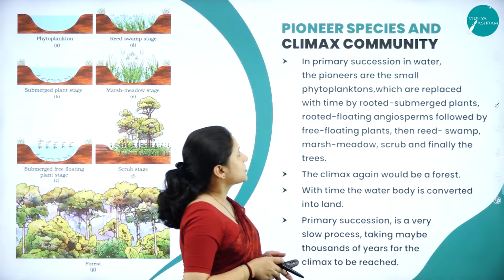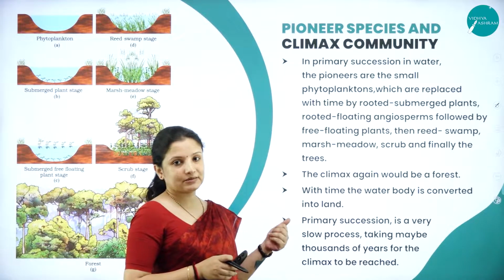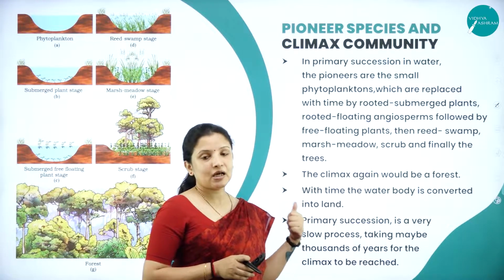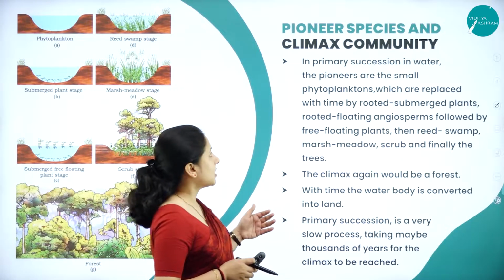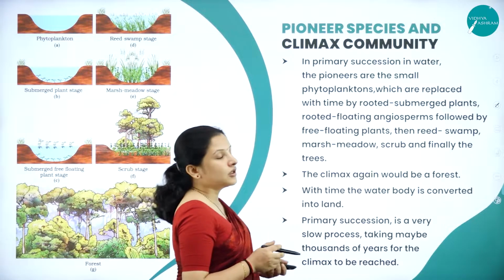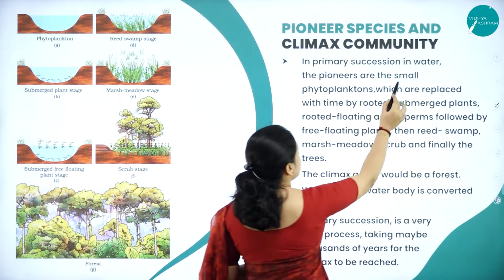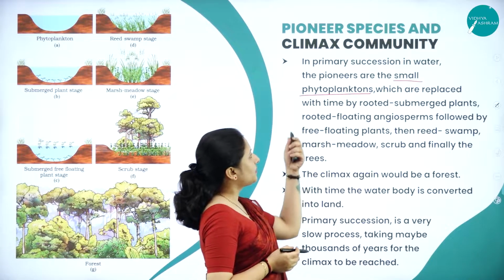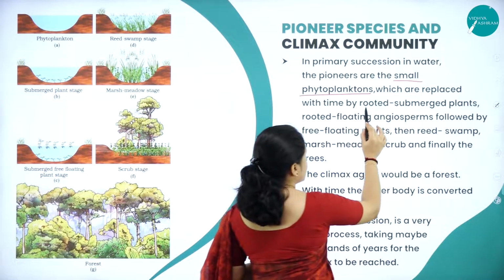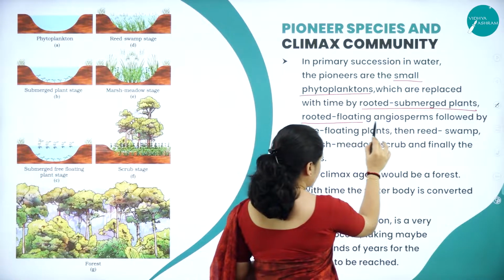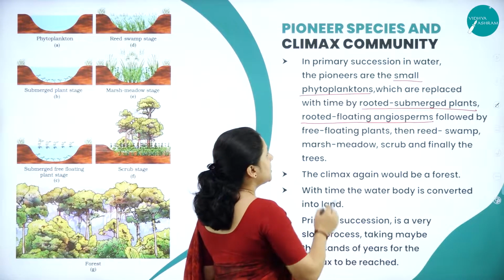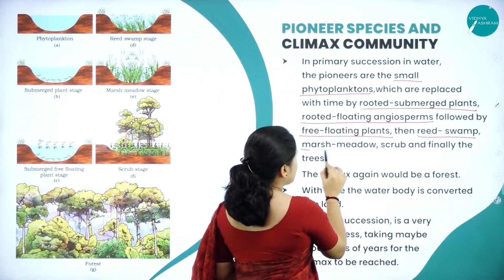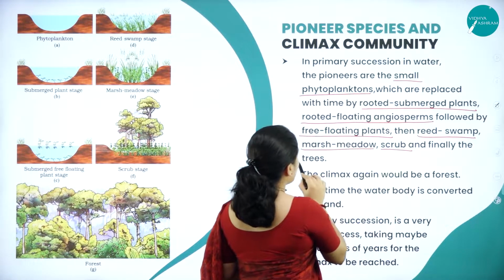So in primary succession in water, we'll discuss what kind of pioneer species and climax community is seen in a hydric environment, that is, in a water condition. In primary succession in water, the pioneer species will be the small phytoplanktons, that is, the free floating small plants, which are replaced with time by rooted submerged plants. Then rooted floating angiosperms will start to develop, then free floating plants, then the reed swamp will form, then the marsh meadow, then the scrub, and trees will form.